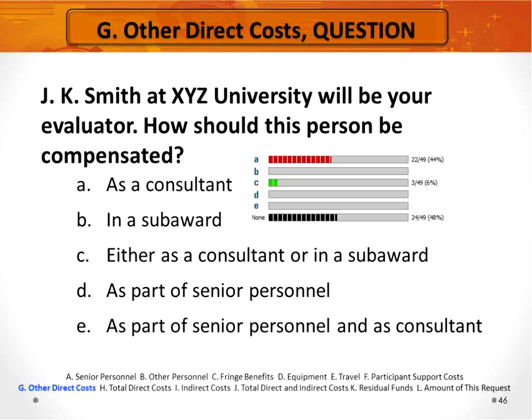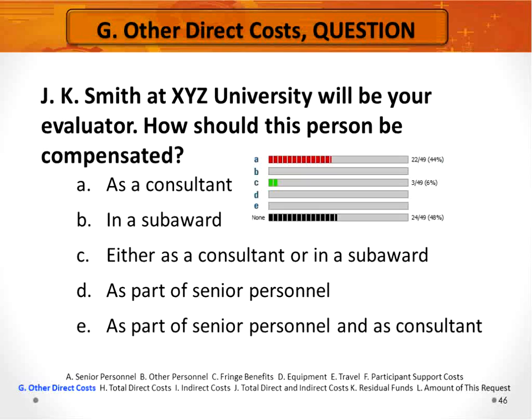The only time it would ever be senior personnel is if the XYZ university was going to be the grantee. And then it gets really tricky because how are you going to show that person is independent? But there are rare exceptions where D is the answer.